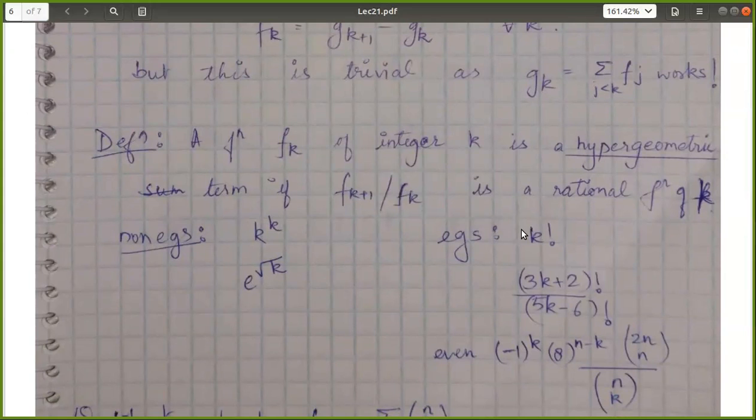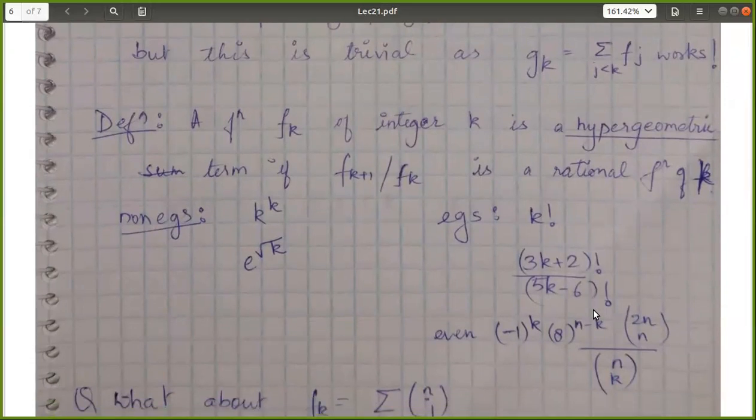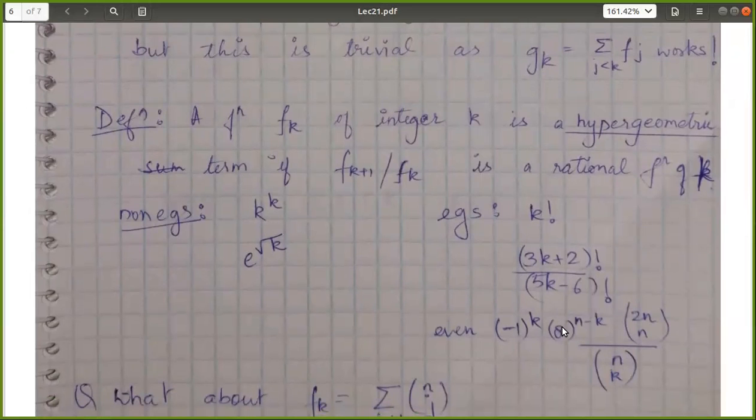Forget about rational functions, it is much stronger. However, if you choose this, then what you're going to get is a proper rational function. Even if you choose this, it is going to give you a rational function. However, if you take this, it is not going to give you a rational function.